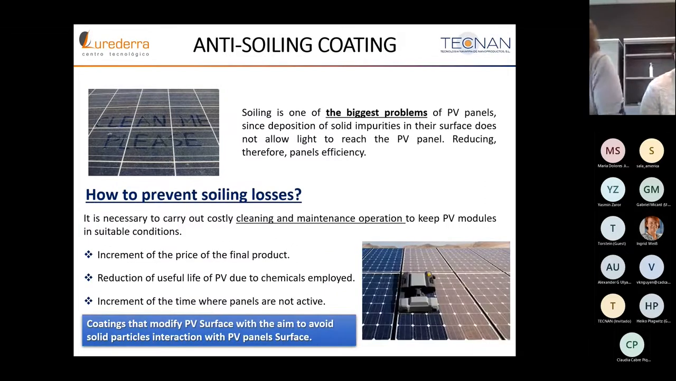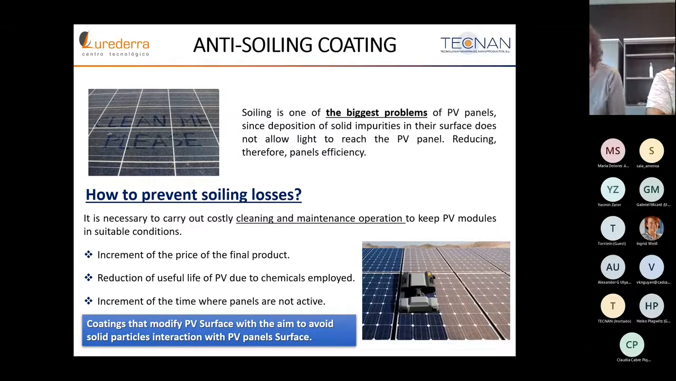Well, to prevent soiling losses, PV plants carry out costly cleaning and maintenance operations that increment the price of the final product. But also with these operations, the useful life of the modules is being drastically reduced due to the chemicals employed. And as a third disadvantage, which is a big one, during these operation processes, modules are not working, and then they are not producing.